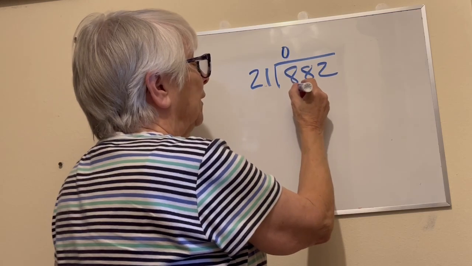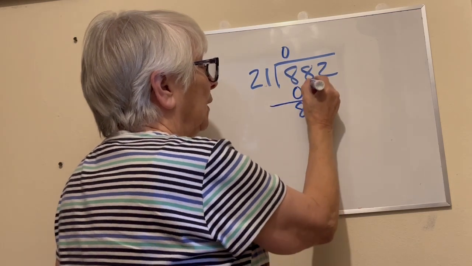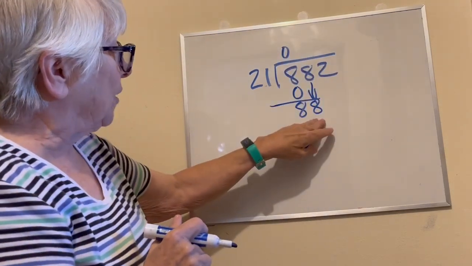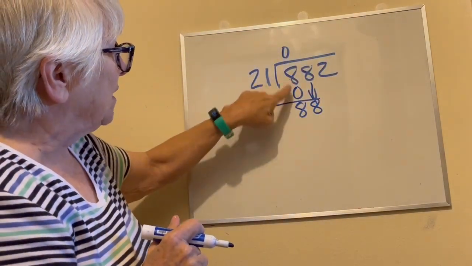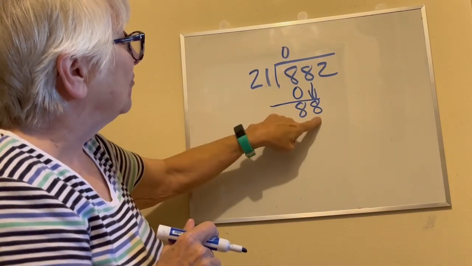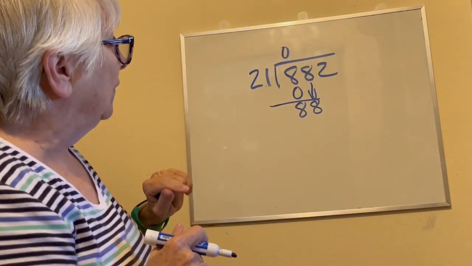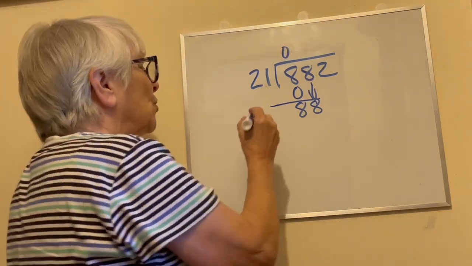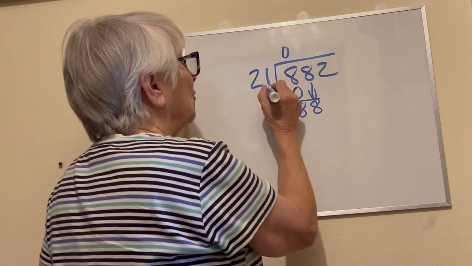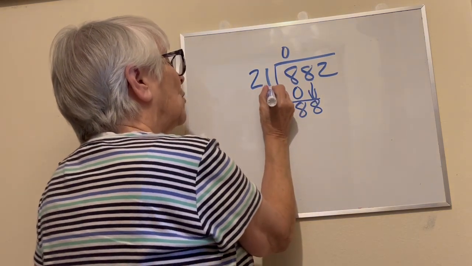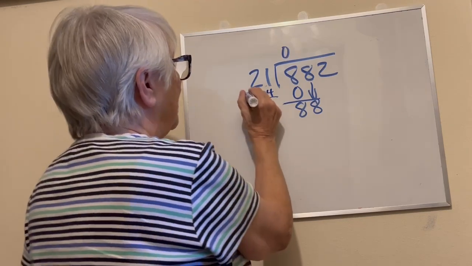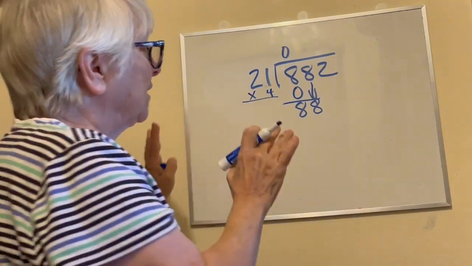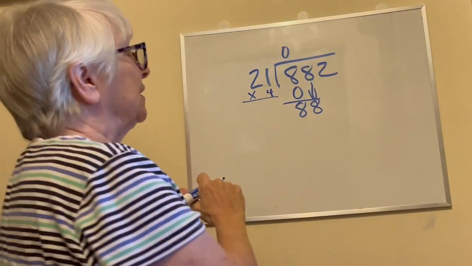0 times 21 is 0. And bring down the 8. Now I have to write a number over this 8 because I've brought it down. I put the 0 over this 8. Now I have to put a number over here. And since 2 goes into 8, that's going to be my starting point. I'm going to try that. I'm going to multiply this by 4. And I always just use this little space out here as my scratch paper. And when I get done, if it's not right, I erase it and try something different.